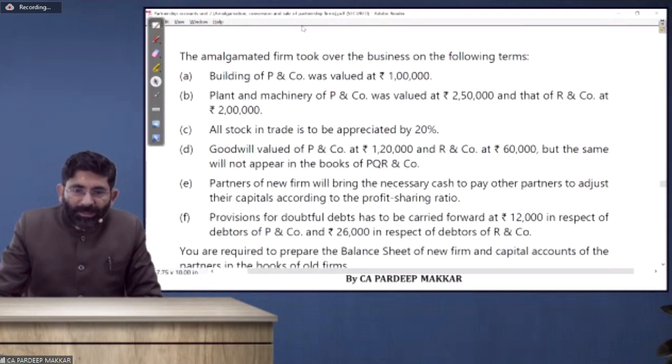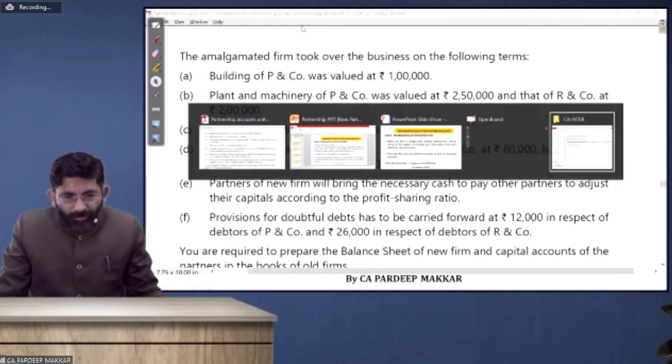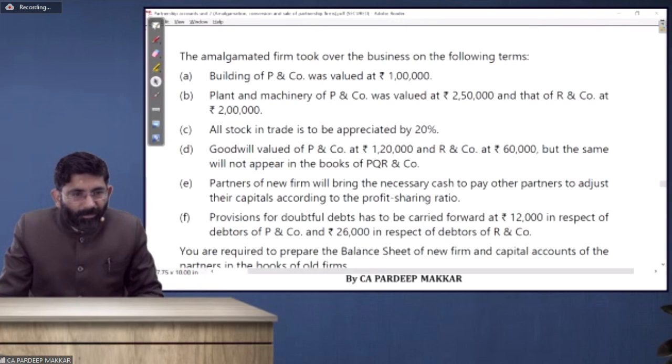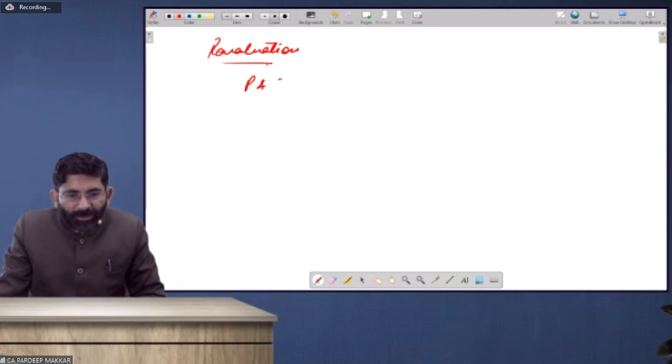So in our previous lecture, I have discussed with you. Yes, you have to use the revaluation method. So in revaluation, whatever is the profit, there are 2 firms, P and company, and second one is Q and R company. I'm not going to prepare according to the proper proforma. I'm going to do it in shortcut so that you can understand it in a simple manner.